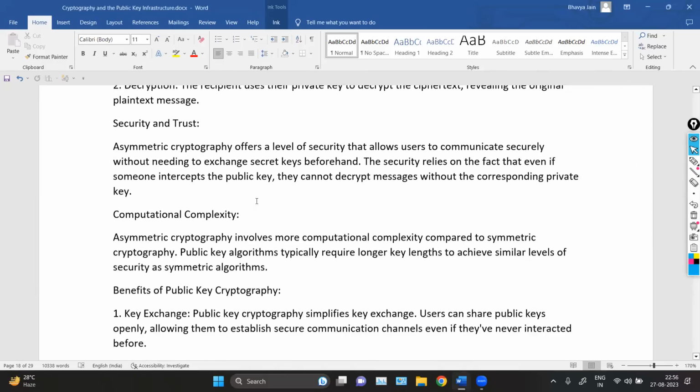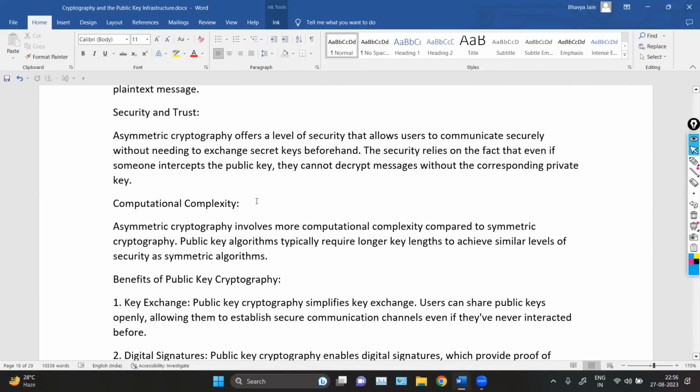Then we have security and trust. Asymmetric cryptography offers a level of security that allows users to communicate securely without needing to exchange secret keys beforehand. The security relies on the fact that even if someone intercepts the public key, they cannot decrypt the message, because we need the private key for decrypting the message. That is why we are ensuring foolproof security in asymmetric cryptography.